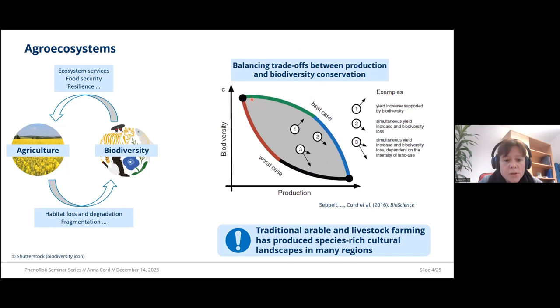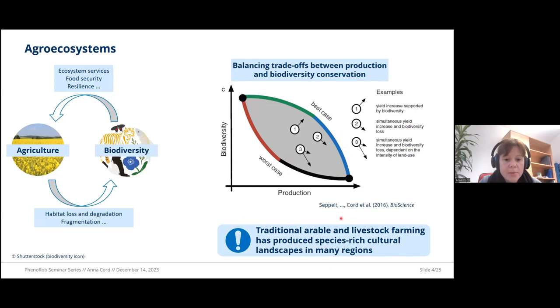Now we have different options of how to navigate in this solution space. Ideally, we would follow these best case scenarios where we increase production, but we don't lose so much of the biodiversity. And this is the worst case trajectory, so to say, where we only increase production a bit, but we still lose a lot of biodiversity. So even though we have this concept and several studies have been done in this direction, we still don't know actually how to do this in the best way. And this is what I'm going to show some of our approaches to in the following.